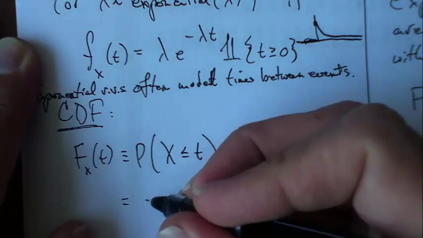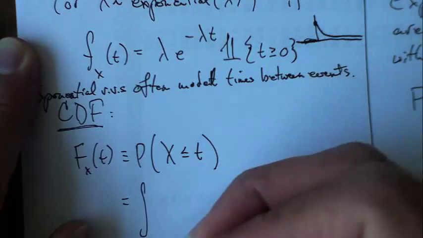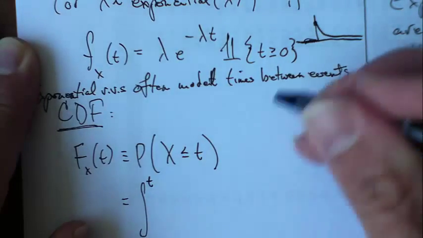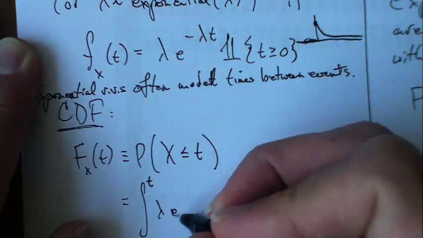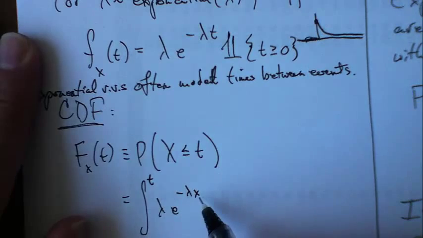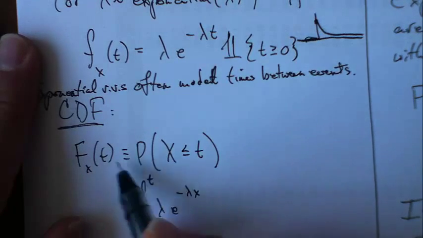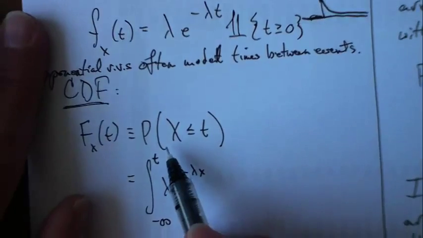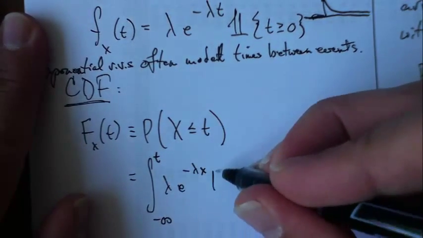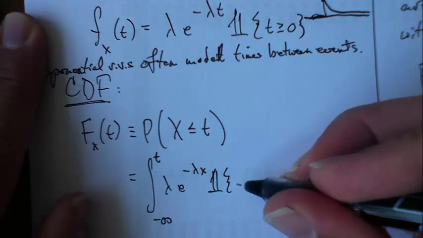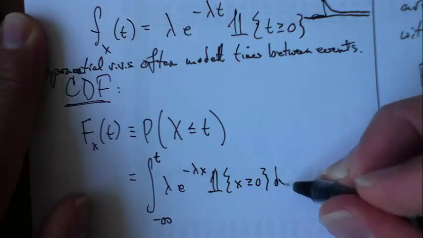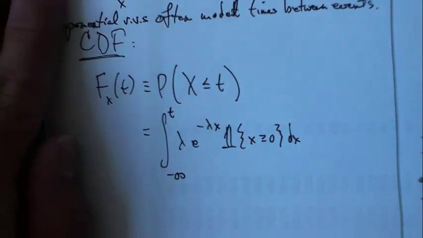So then all I need to do here is go from negative infinity up to t, and then put in my density function: lambda e to the negative lambda, and let's use a different variable there since I'm going to integrate this out, and I want this ultimately to be a function of t, which appears up here in the limit of the integral sign. And I'll get that indicator function there. I need x greater than or equal to 0. I'm integrating with respect to x.